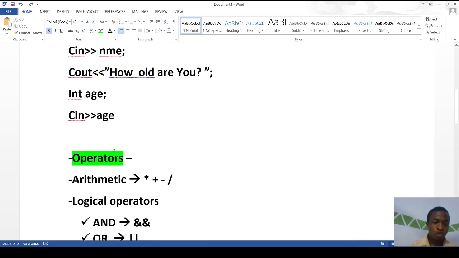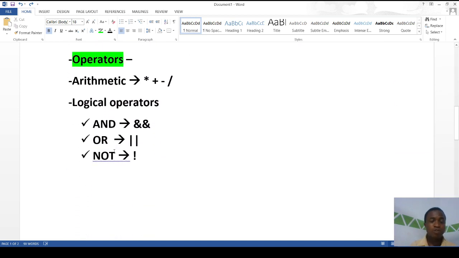As we go on, we will be introduced to a lot of them, and then we talk about operators. Basically, operators are symbols that we use in our programming language, and we classify all these symbols into three types of operators. We have the arithmetic, the logical, and the relational. The arithmetic are the normal mathematical calculation symbols that we know. This one is the multiplication symbol, this is the plus symbol, this is the subtraction or minus symbol, and this is the division symbol. We use them for most of our calculations.